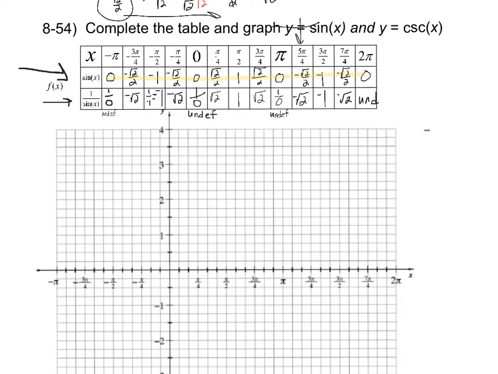If I want to graph 1 over the sine function, I have vertical asymptotes at pi, negative pi. There's a vertical asymptote because it's undefined at 0, at pi, and at 2 pi.